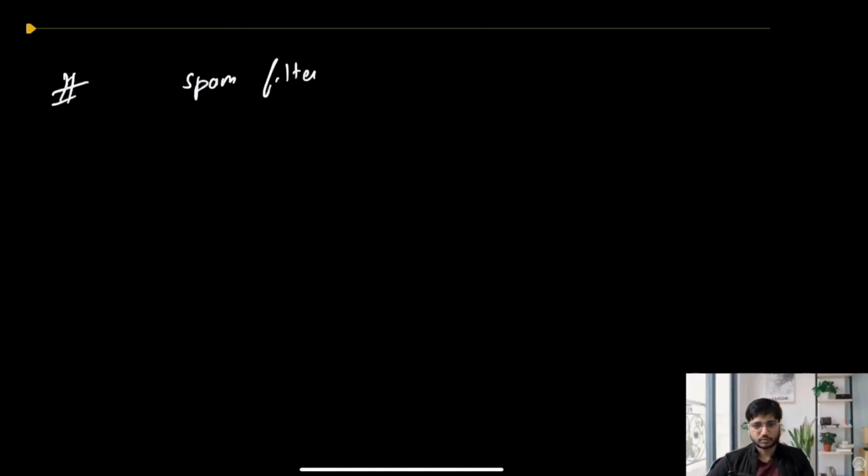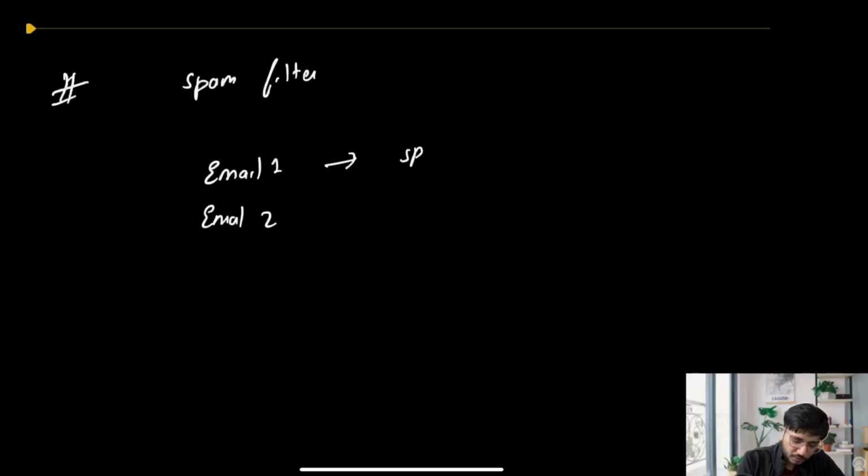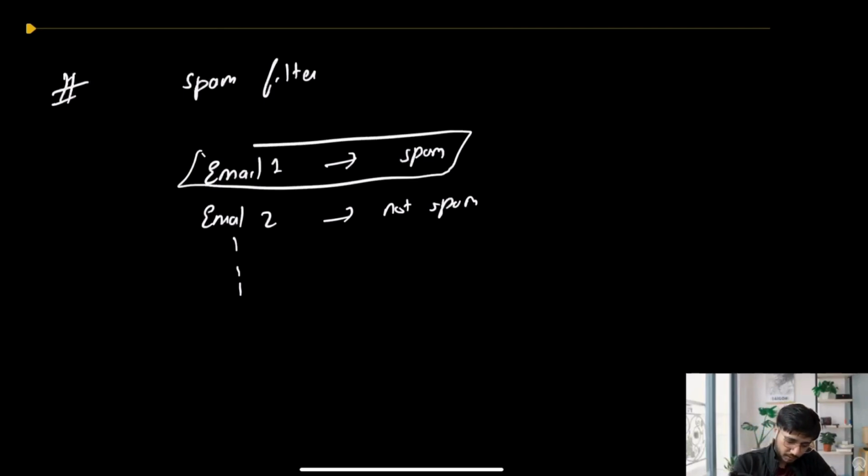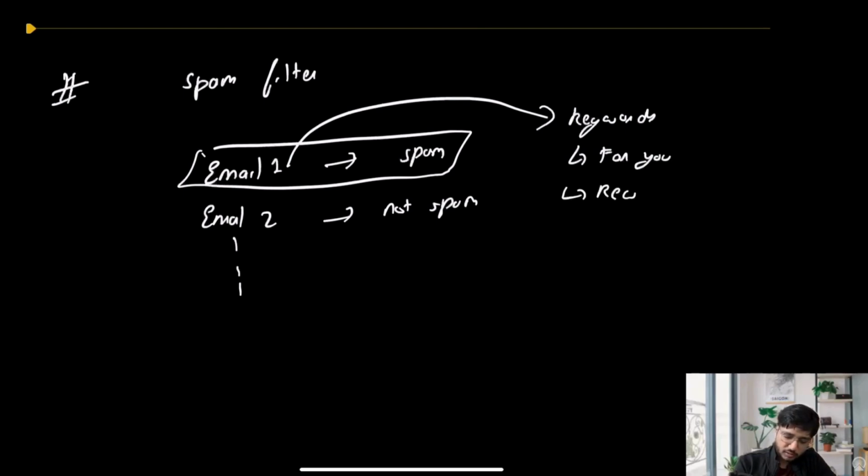Now, traditionally, how was it built? Traditionally, let's suppose you have a lot of emails, let's say email one, email two, and you already know whether each is a spam or not a spam. Imagine we have a lot of these emails. Now what we will do is find out which are the spam mails, and look for keywords in them. Keywords could be like "for you", "reward", or some other random words. It can be any keyword.